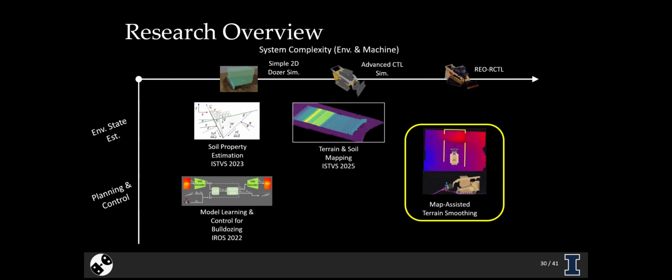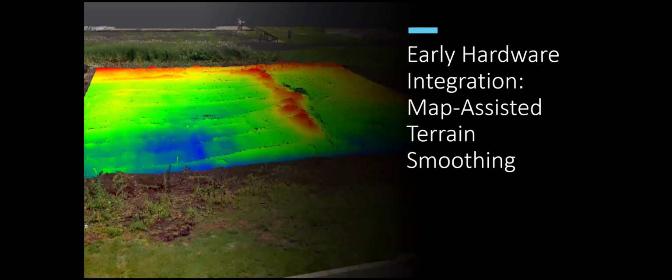Okay, so did a lot of work in simulation. Really wanted to get to the point where we could do some autonomous terrain shaping on real hardware. And so I'm going to show you some work from experiments here where we developed a map-assisted terrain smoothing controller. And what you're seeing here is a depiction of a berm that was created here at the Searle location. And the idea was, can we build a real compact track loader, and can we get it to perform some of these terrain shaping tasks?